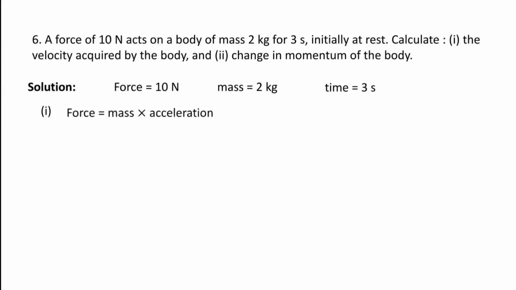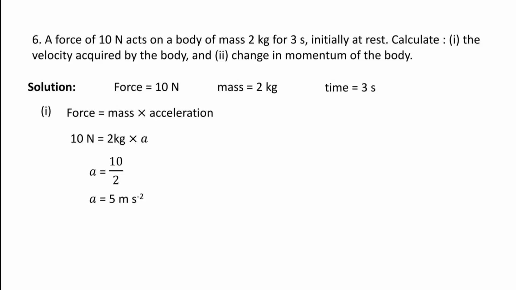So here force is equal to mass into acceleration. From the given data, we'll find out the acceleration first. So force is 10 Newton, mass is 2 kg, and acceleration is A. Just like the previous question, A is equal to 10 Newton divided by 2 kg. When you are doing the calculation, you don't need to write the units. At the end, you can write down the units. So 10 divided by 2 is 5. So acceleration is equal to 5 meter per second squared.